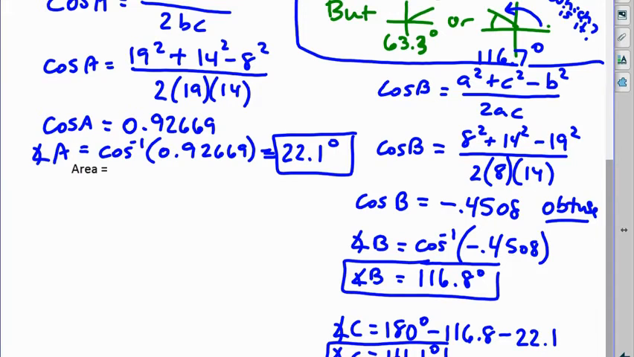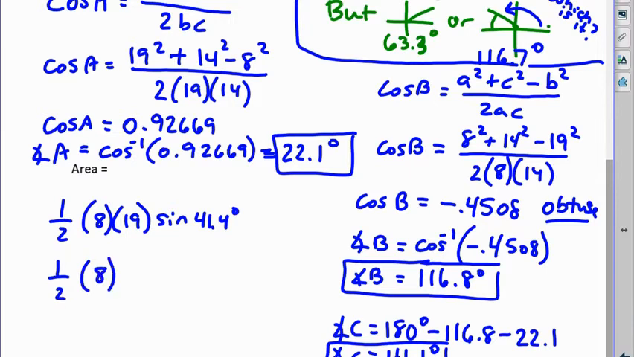So I'm just going to use that one since it's on my calculator, but I could use any 2 sides and their included angle. If I want to use angle C, I'll go with 1/2 times 8 times 19 times the sine of 41.1 degrees. But really any of these combinations is the same. You want to use the 8 and the 14, and make sure you use the sine of that 116.8 degree angle.